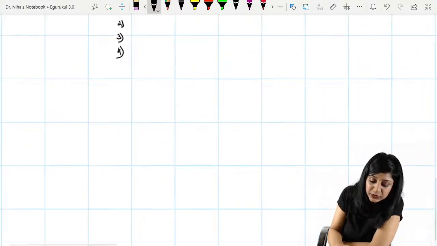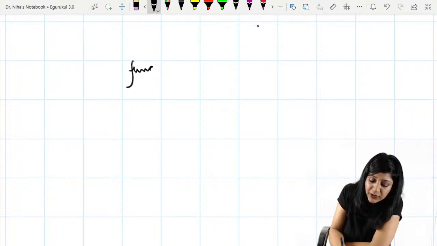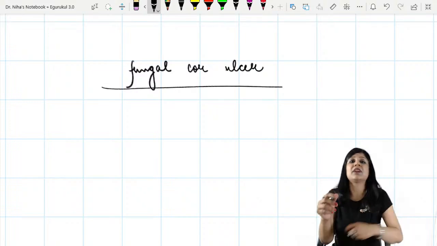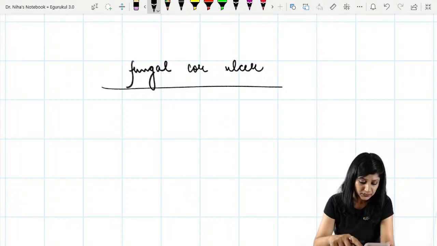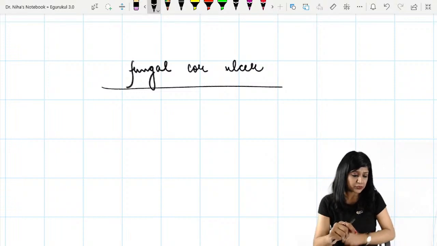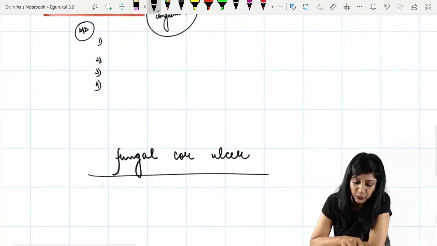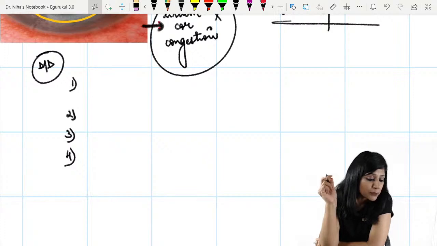If I talk about the fungal ulcer, the fungal corneal ulcer, then what are the typical things that we get? Last time I think we had discussed the ulcers, right? Anterior uveitis, endothelial loss, Fuchs endothelial dystrophy. Okay, first I'll complete the list for the circumcorneal congestion.